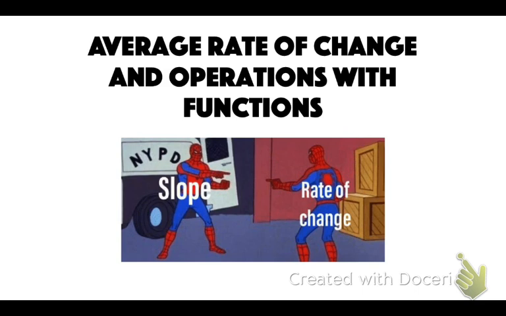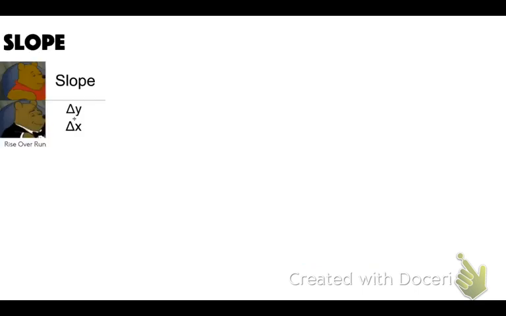So slope and rate of change are essentially the same thing, sort of. I'll talk about the difference, okay? So slope is rise over run. So it's the change in y over the change in x.